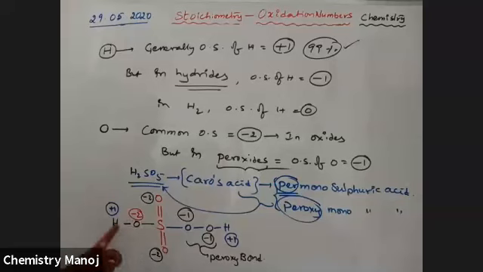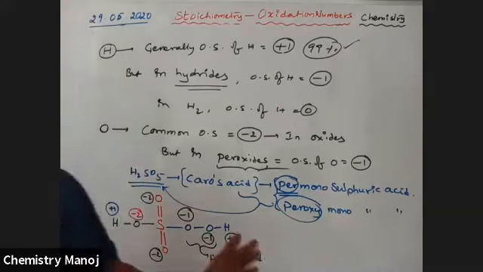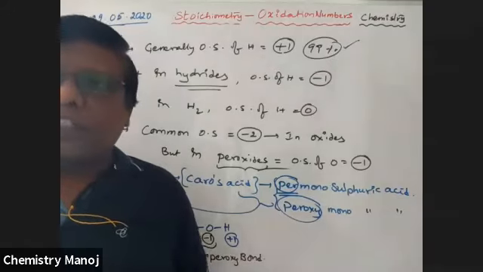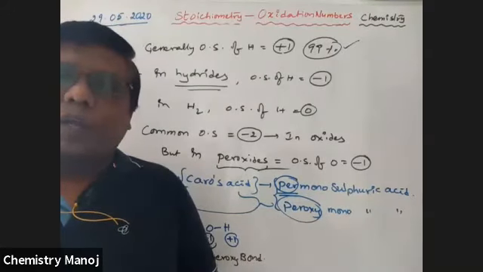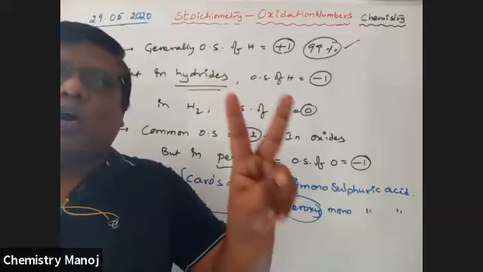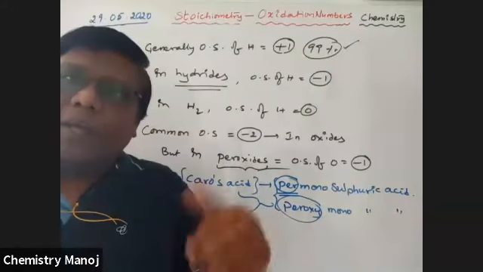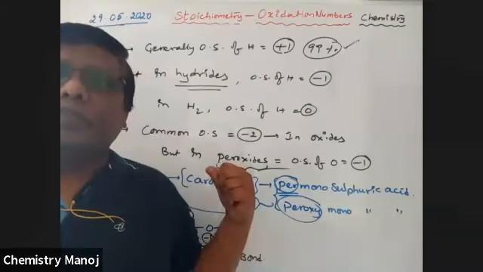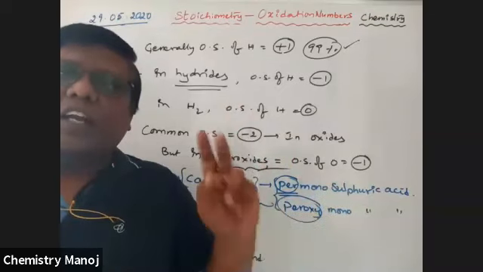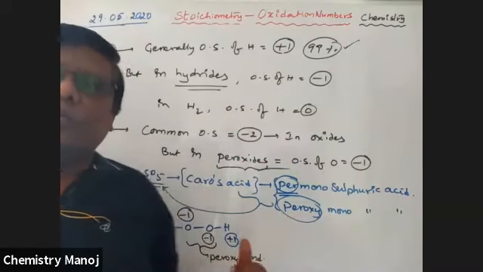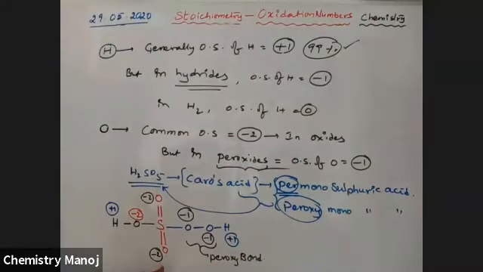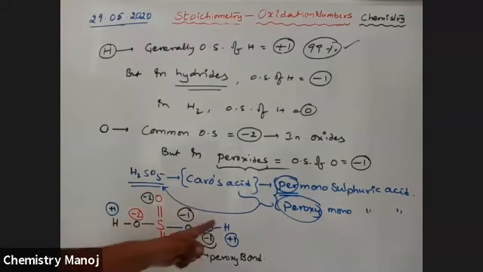Whenever a peroxy bond is there, those two oxygens are in -1 and -1. But in other cases, those oxygens are ordinary oxygens, -2. That means all the oxygens may not be in the -2 state. So one peroxy bond equals two oxygens in -1. Remaining oxygens are in -2. My dear boys, is this example clear? In this case, these are the oxidation states.